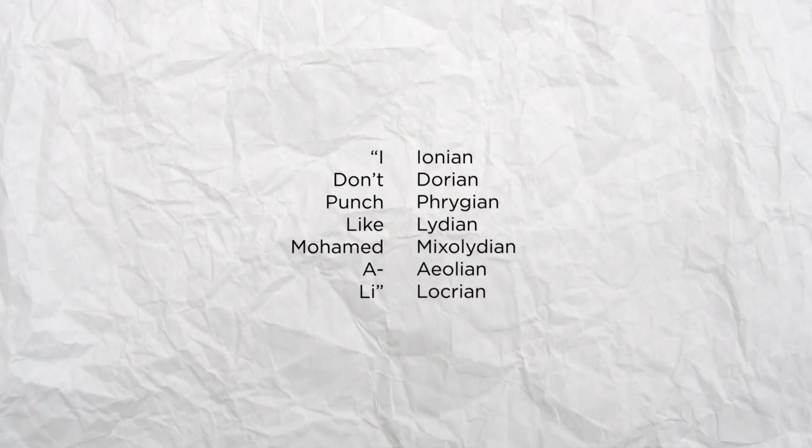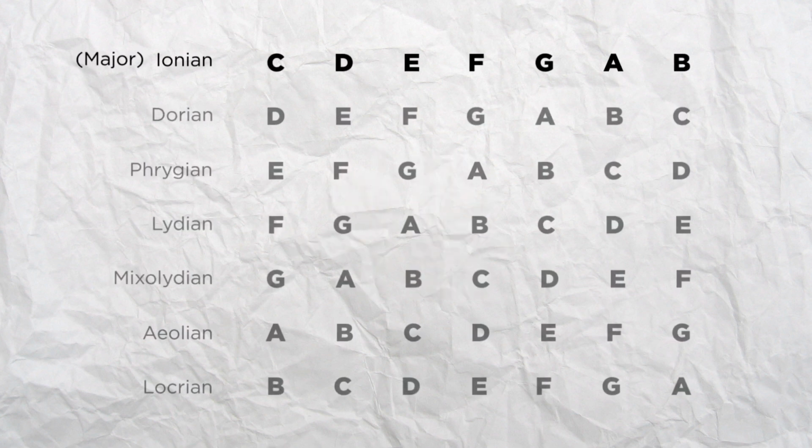But an easy way to remember the name of those modes is to remember the sentence, "I don't punch like Muhammad Ali." Each word gives you the first letter of each mode. That's how I remember them. So the Ionian mode is the major scale, and the Aeolian mode is the natural minor scale.